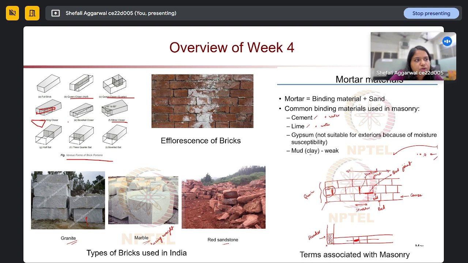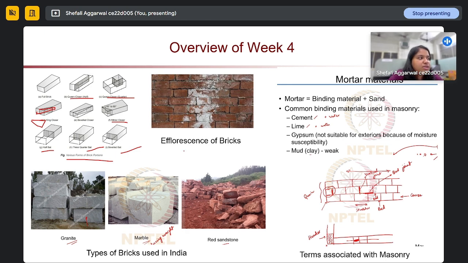In the same way, it is called as bat if it is cut along the width, then it is called as half bat, three-quarter bat, beveled bat. So these are the various forms of bat portion. When you are doing masonry work, you usually use these terms.